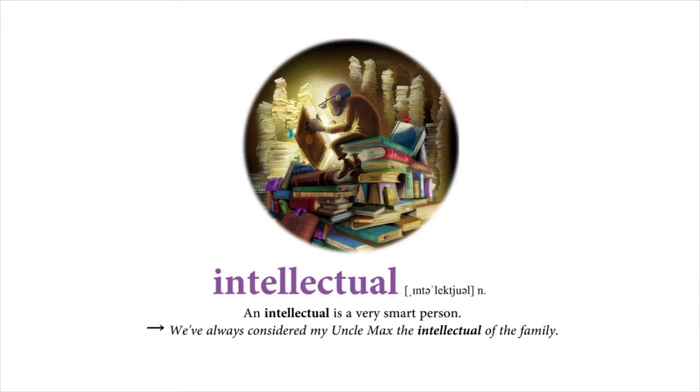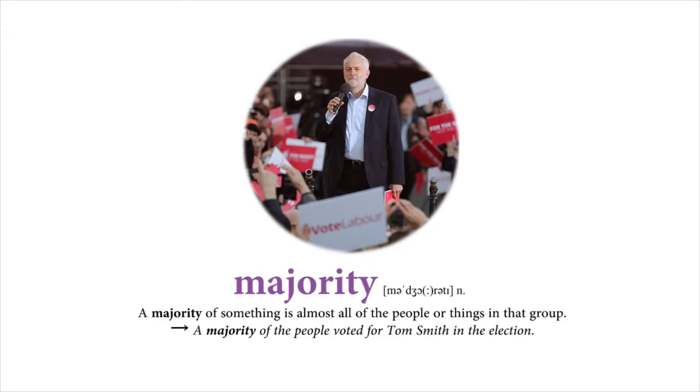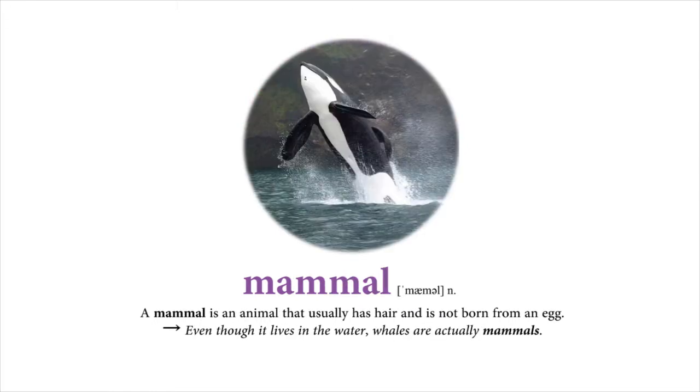Intellectual. An intellectual is a very smart person. We've always considered my Uncle Max the intellectual of the family. Majority. A majority of something is almost all of the people or things in that group. A majority of the people voted for Tom Smith in the election. Mammal. A mammal is an animal that usually has hair and is not born from an egg. Even though it lives in the water, whales are actually mammals.